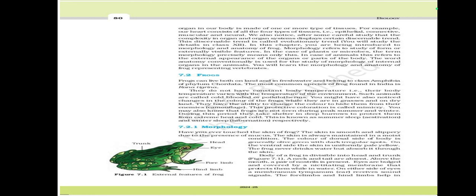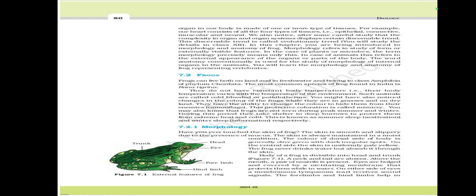Body of a frog is divisible into head and trunk. Figure 7.1, external features of frog: a neck and tail are absent. Above the mouth, a pair of nostrils is present. Eyes are bulged and covered by a nictitating membrane that protects them while in water.